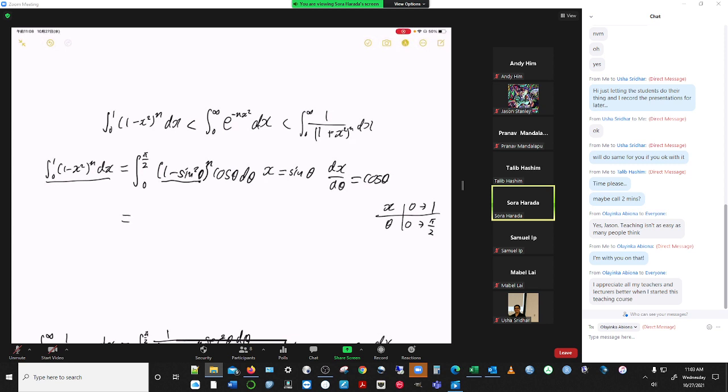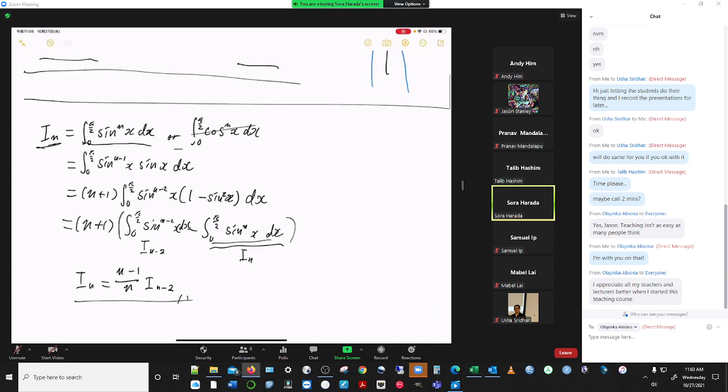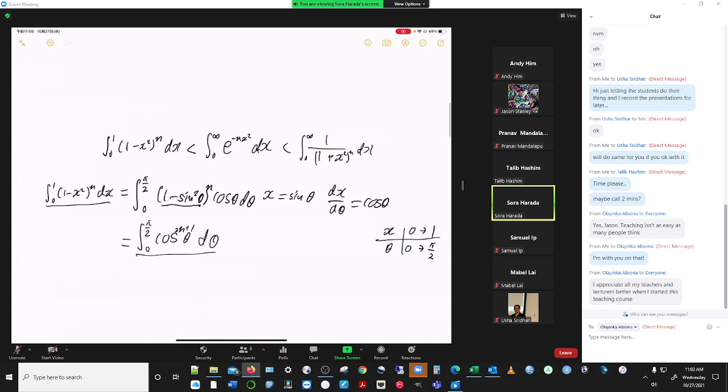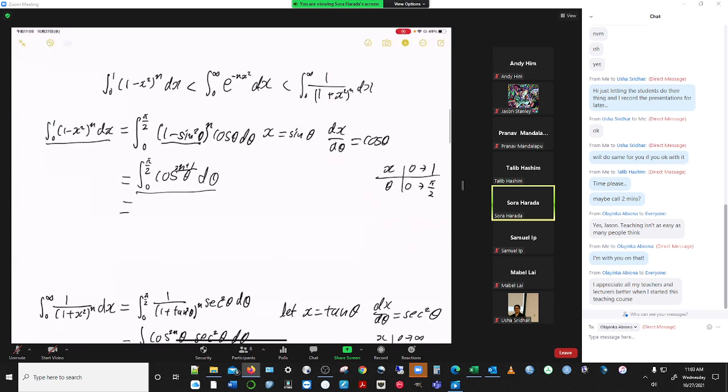We can just change it into, so therefore, this would become cosine to the power 2n theta plus 1 d theta. And this is actually the definition that we've made here, 0 to pi on 2 cosine n. Actually, just substituting in 2n plus 1, so we can rephrase this function as I 2n plus 1.